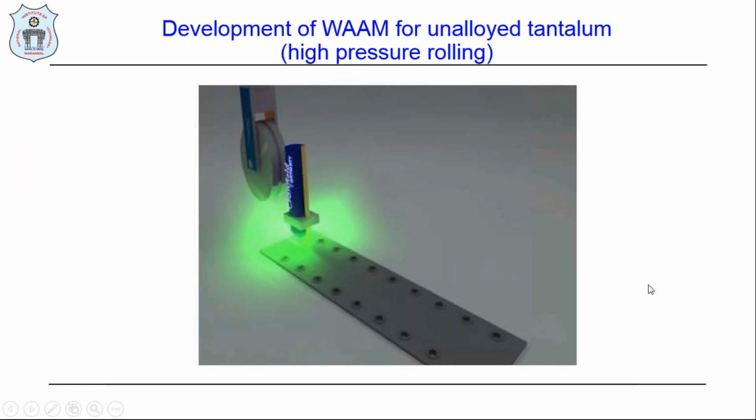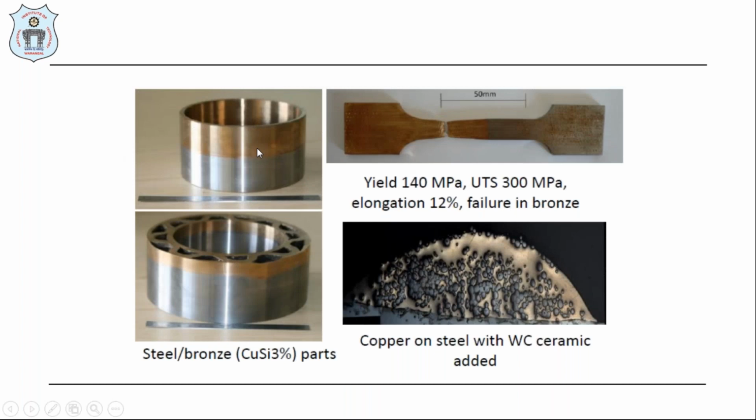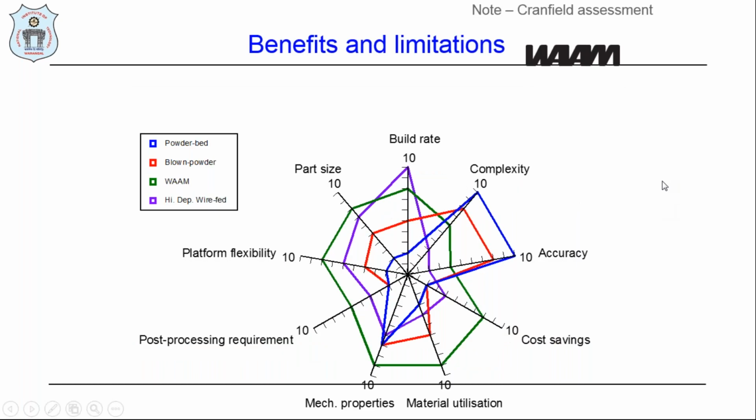This will enhance the mechanical properties, and because of the rolling, it is going to have an equiaxed structure. Definitely, this equiaxed structure will have the highest mechanical properties compared to the unrolled components. And these are all functionally graded materials, bronze and steel, fabricated in our lab with the help of the WAAM process.